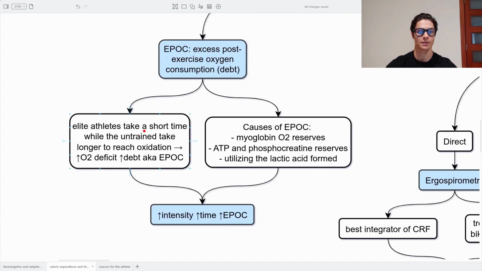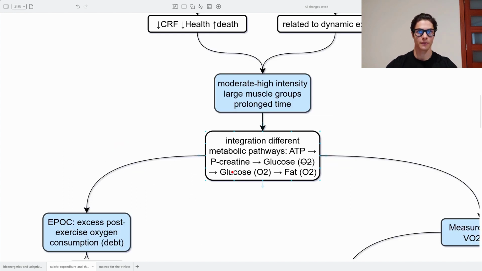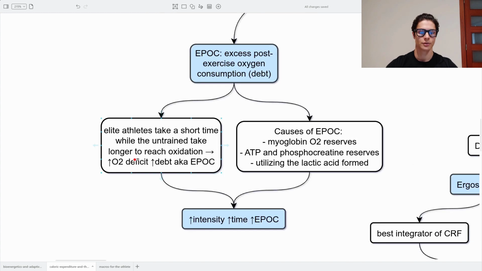So elite athletes take a short time, while the untrained take longer to reach oxidation. This is the perfect energy substrate for aerobic exercise. Indeed, aerobic metabolism is the oxidation of glucose and then fat. So if you take a long time, you are untrained. If you take a short time, you are trained. When there is a higher oxygen deficit, there is a higher debt, aka EPOC, as I said.